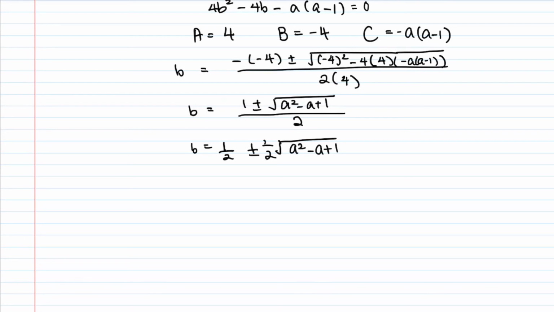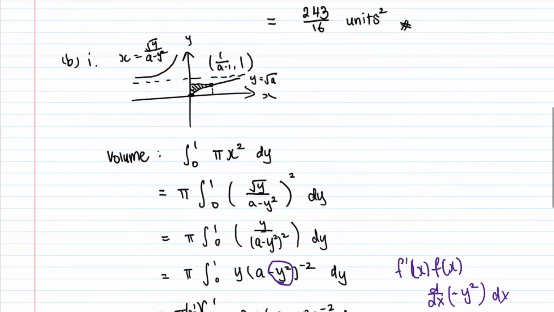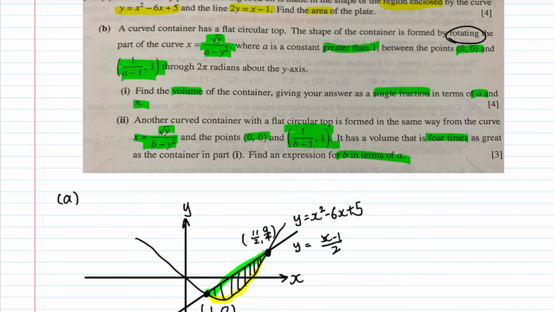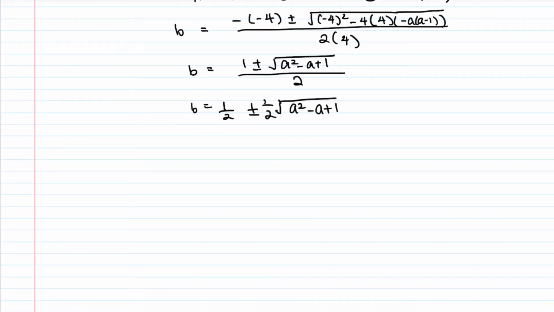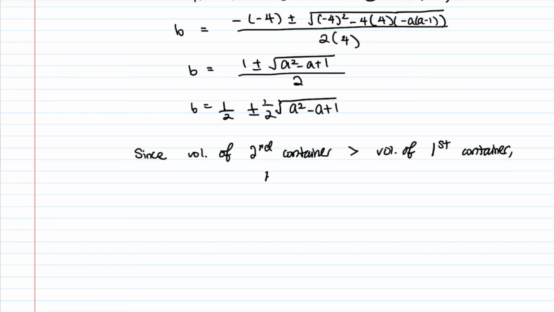From here, you have to read the question. From the question, we have already understood that they want us to find an expression for b in terms of a. Since the volume of the second container, or the second plate, whatever the question was asking, is more than the volume of the first container, it means that your b has to definitely be more than a. And since a cannot be 1, a has to be more than 1 as well. So we have already inferred that since the volume of the second container is more than the volume of the first container, it is definitely so that b is more than a, which is more than 1.